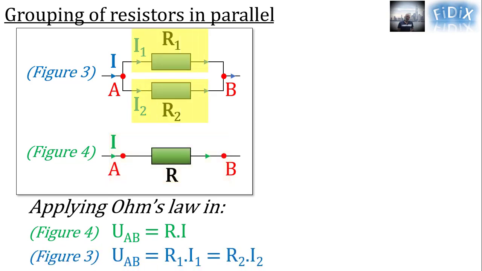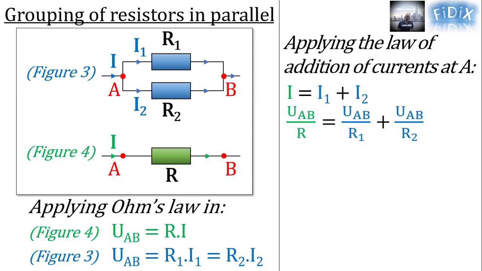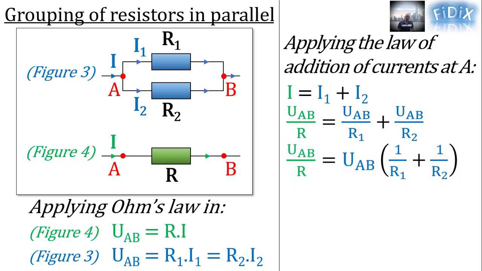And in figure 3, we can write UAB equals R1I1 and UAB equals R2I2. Then, applying the law of addition of currents at A, we can write I equals I1 plus I2. Then we replace each current by U over R to get UAB over R equals UAB over R1 plus UAB over R2. We factorize by UAB, then we divide by UAB to cancel it in the obtained equation and get 1 over R equals 1 over R1 plus 1 over R2.